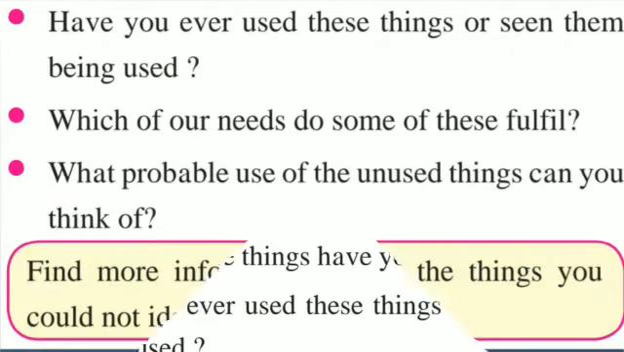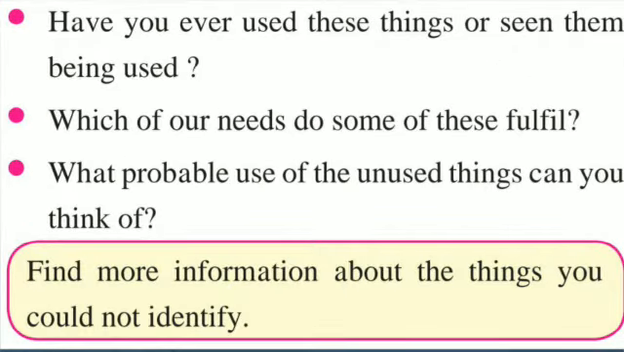Which of our needs do some of these fulfill? Yes, some of these are fulfilling our needs, like the horse, used for riding, and cotton, which has many uses, and mango for the taste, as a fruit. What probable use of unused things can you think of? Find more information about the things you could not identify.